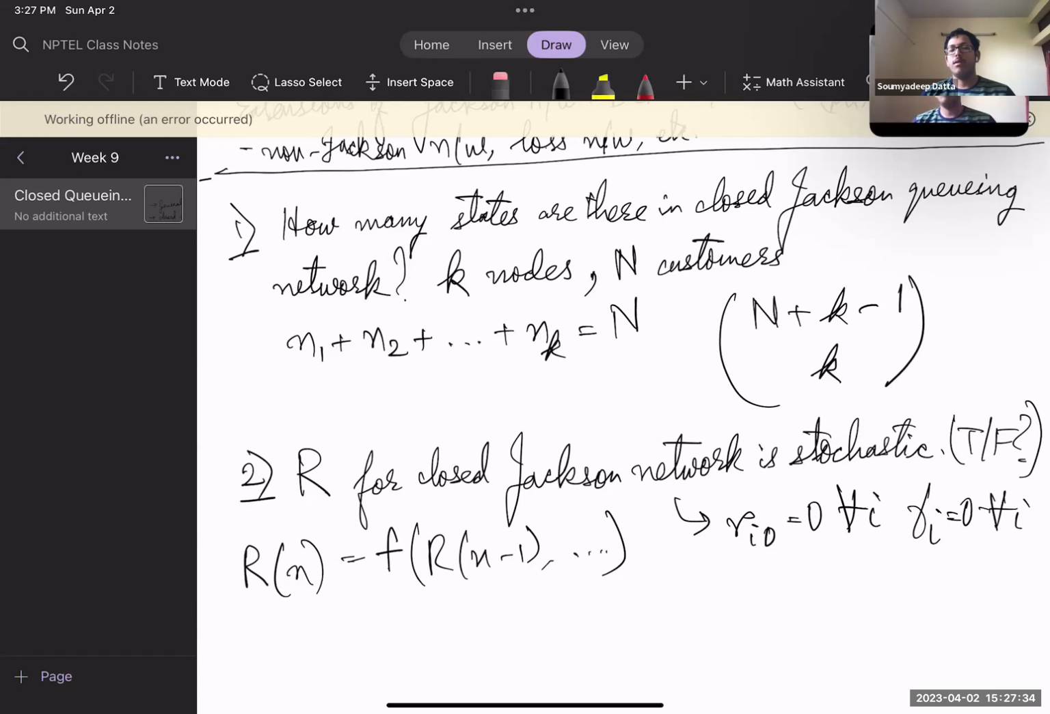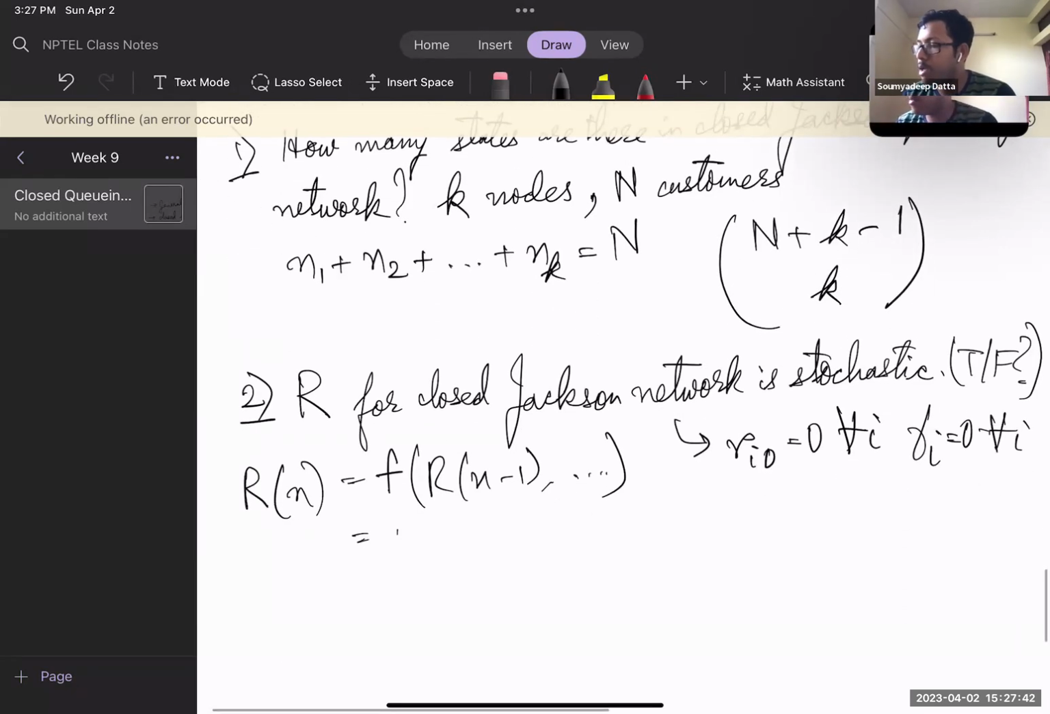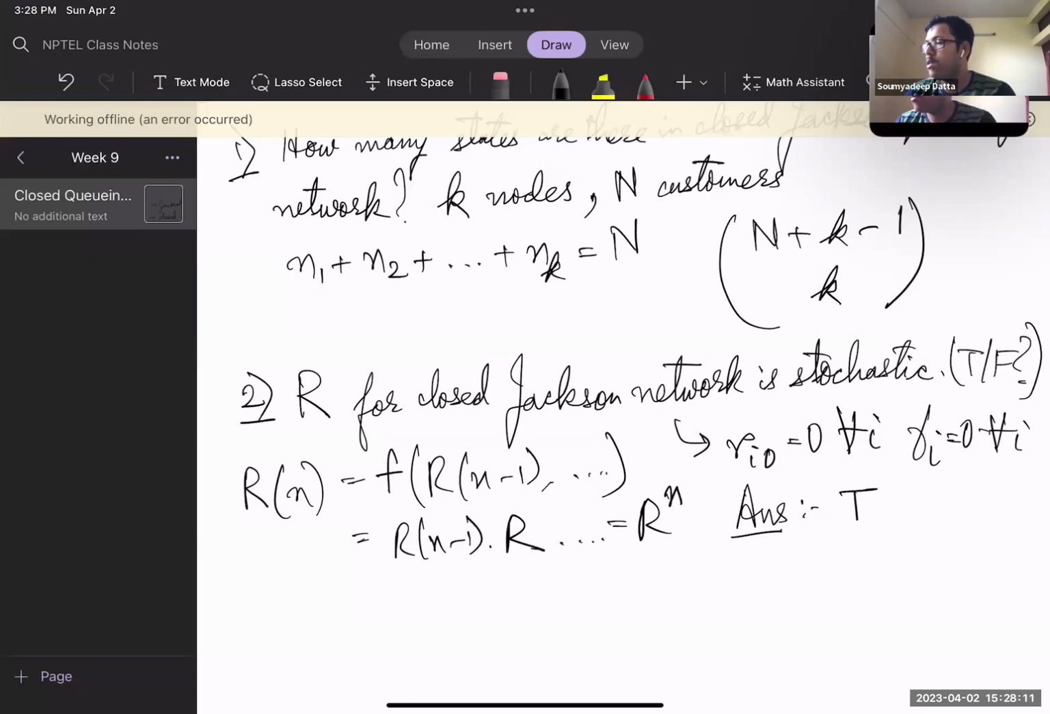So it will always be something like R of n minus 1 times R. You can extend this to something like R to the power n. This will happen because nothing leaves the network, so it will always be subjected to the same routing matrix. And so we'll have a stochastic nature of the routing matrix. So the answer is actually true in this case.